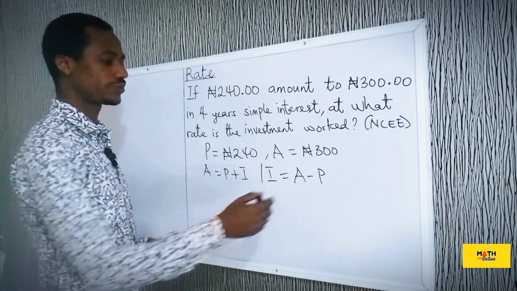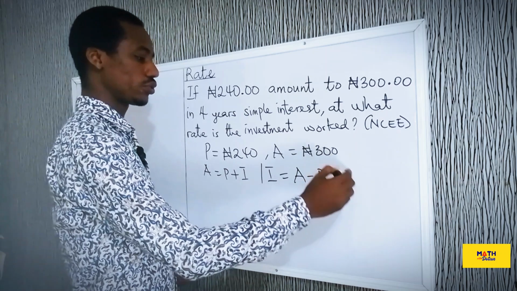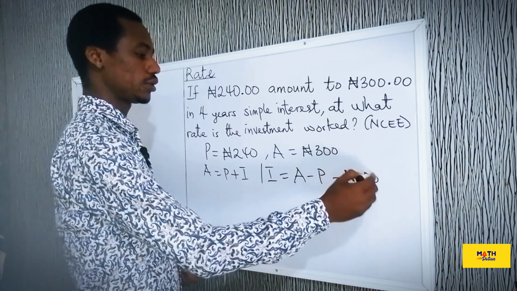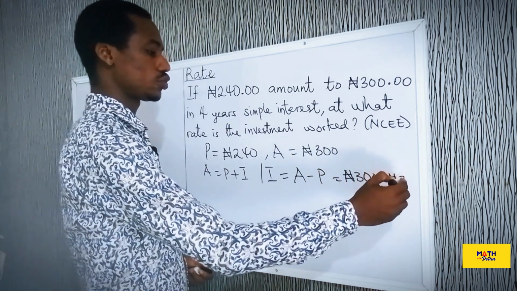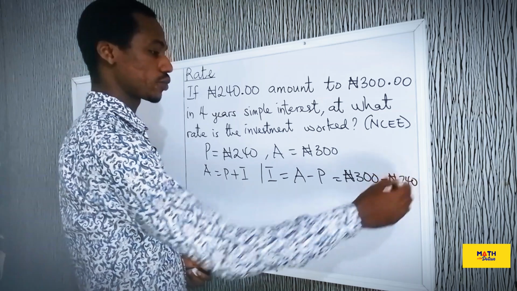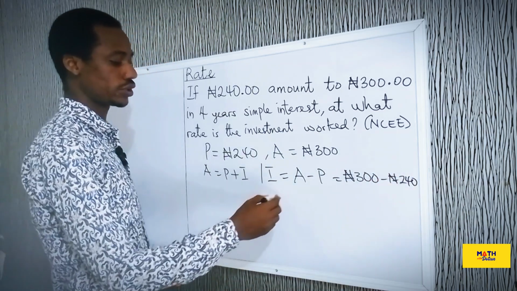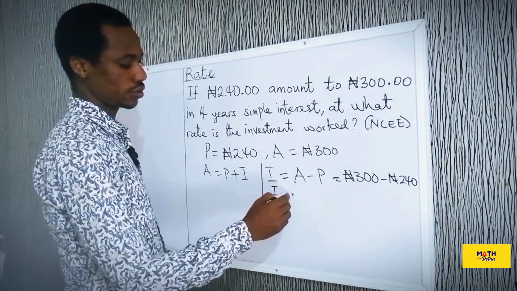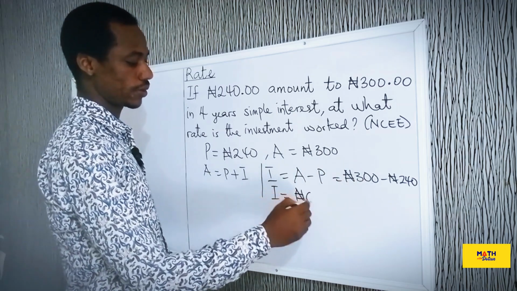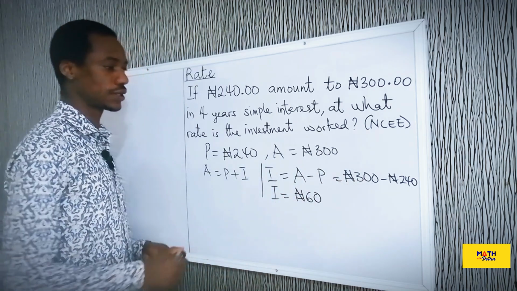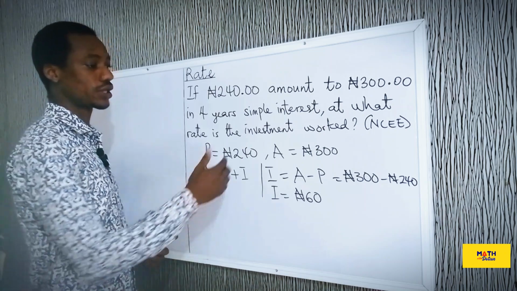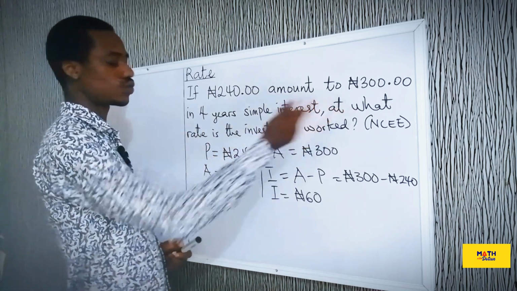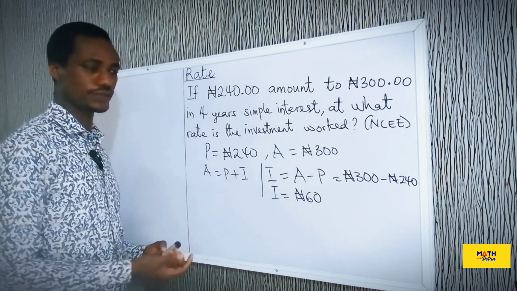So let's remove. That means we're going to do 300 minus 240. So 300 minus 240, and that means the interest is equal to 60 naira. 60 naira, that's the interest. Remember, we have to calculate the rate. We are asked at what rate is the investment worked.